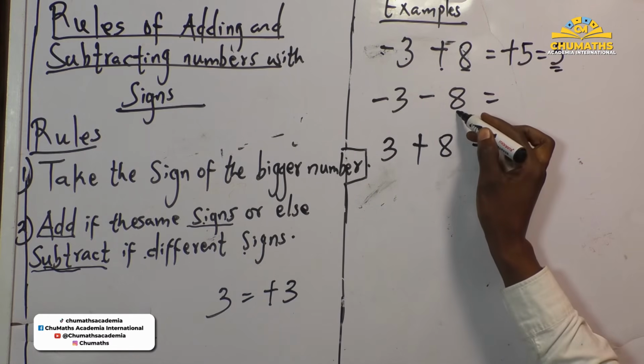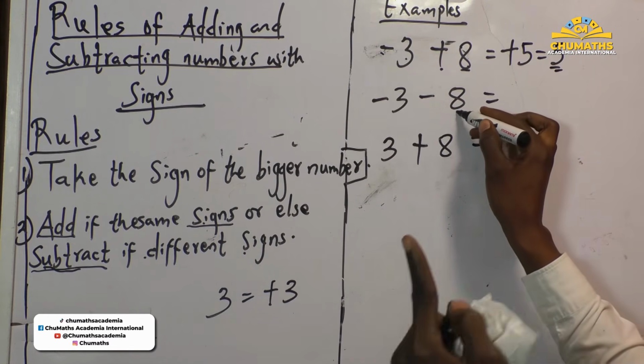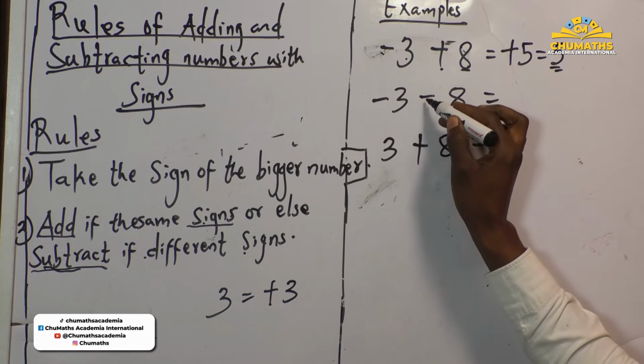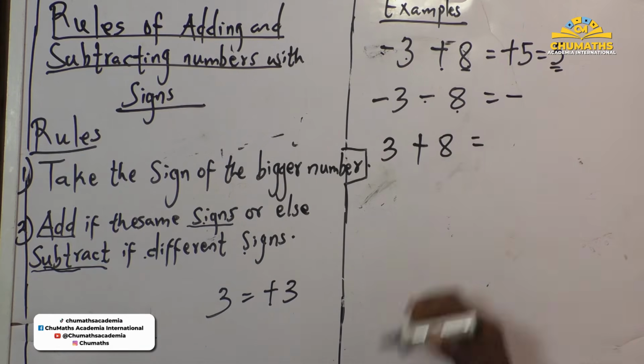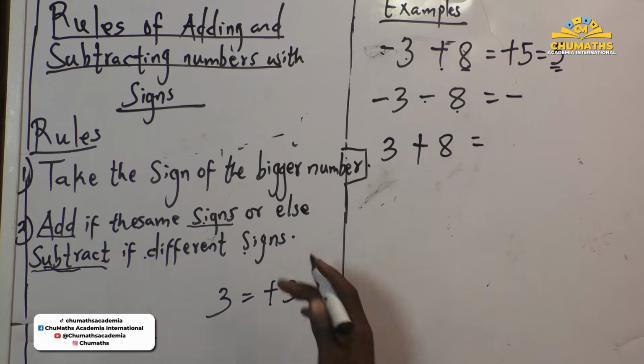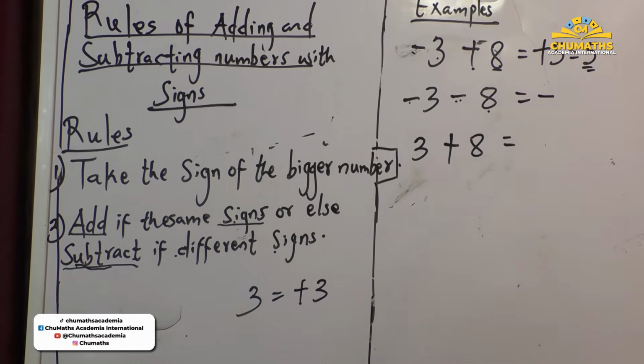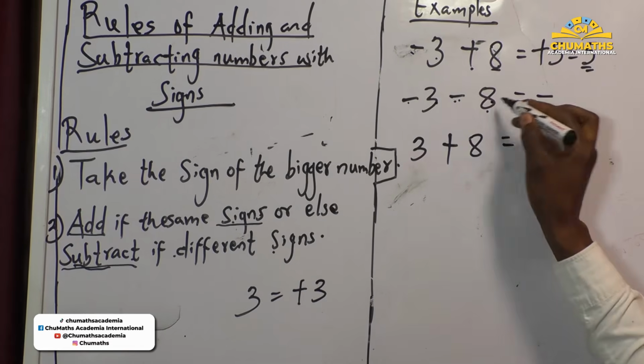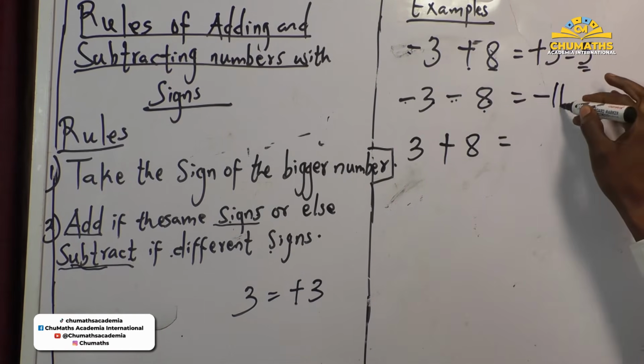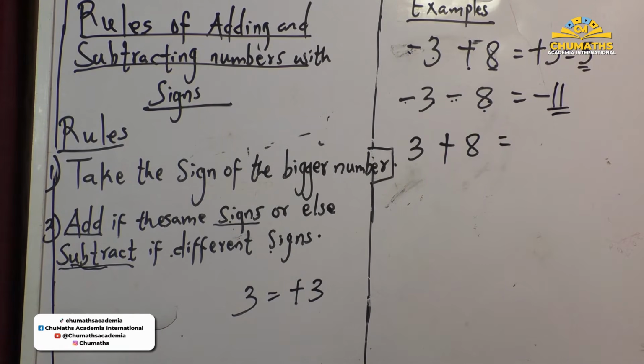Then this one: take the sign of the bigger number. The bigger number is 8. And the sign of every number is before it. That means the sign before 8 is minus. Add if the same signs. So the two signs are the same. So that means we are going to add. 3 plus 8 is 11. So the answer of this is minus 11.